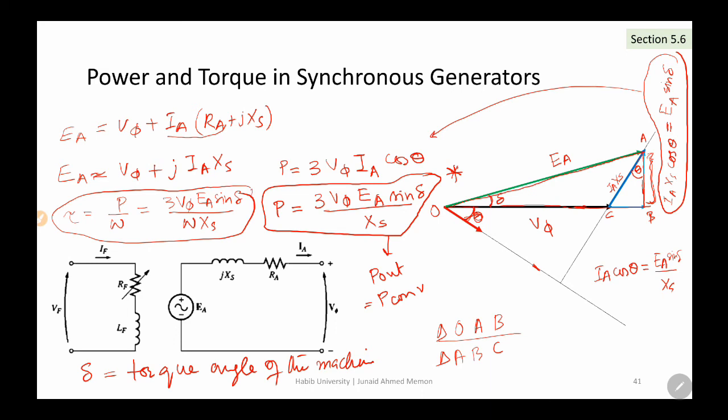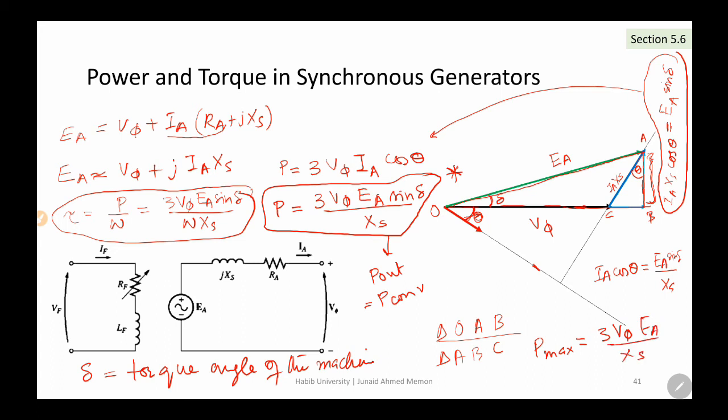The torque angle is what governs the maximum power of the synchronous generator, the power that the generator can generate. So if we increase the torque angle, you will have more power output. In the ideal scenario, when sigma is equal to 90 degrees, we'll have the maximum power, P max. The maximum power will be when sigma is equal to 90 degrees, which will be 3V phase EA divided by xs.